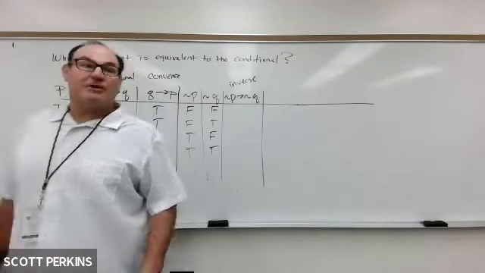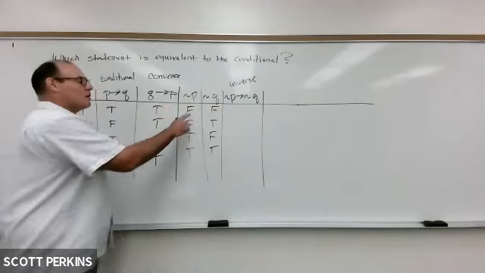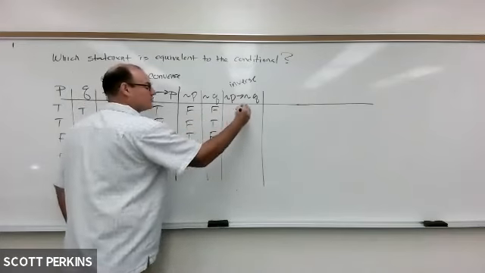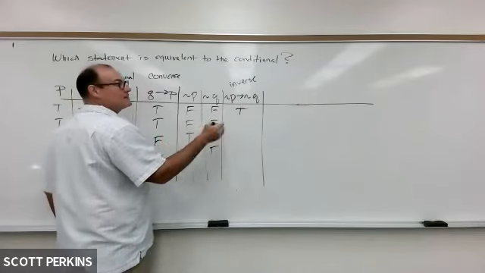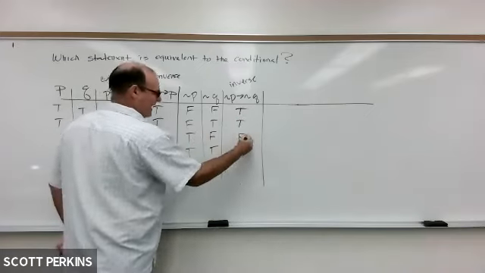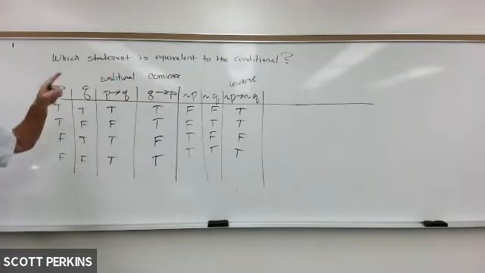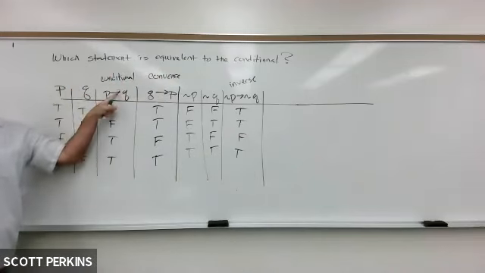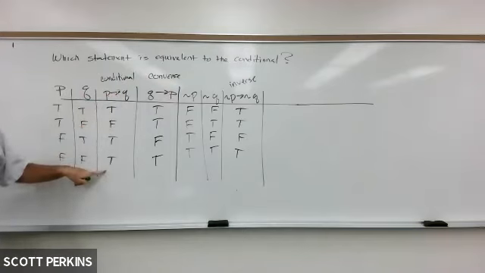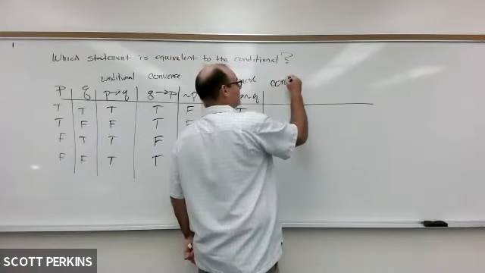All right, so the inverse is squiggly P, then squiggly Q. So I'm just going in this order on these. So false, then false is, yep, true. False, then true is, yep, true. True, then false. And then true, then true. Is the inverse equivalent to my original conditional statement? Is it TFTT? Nope.